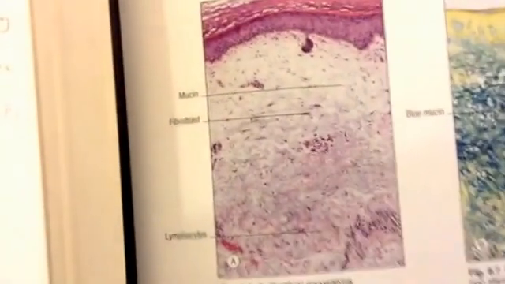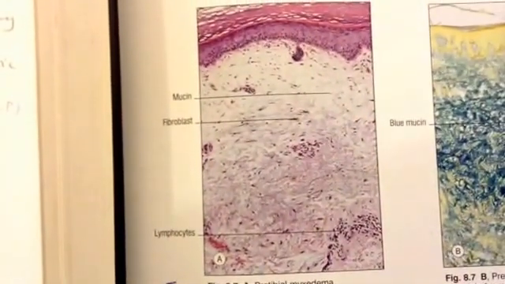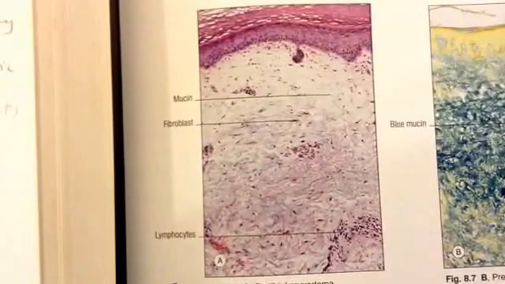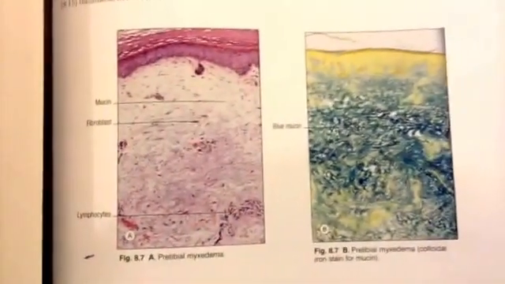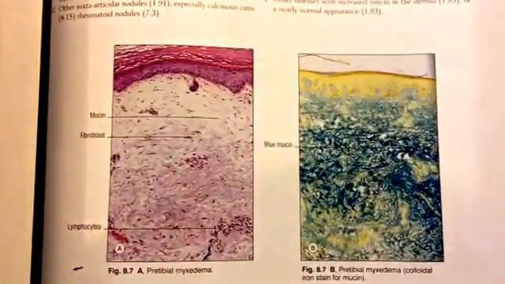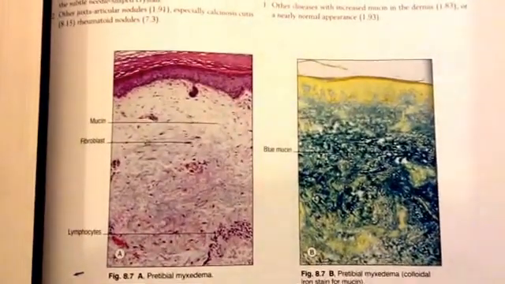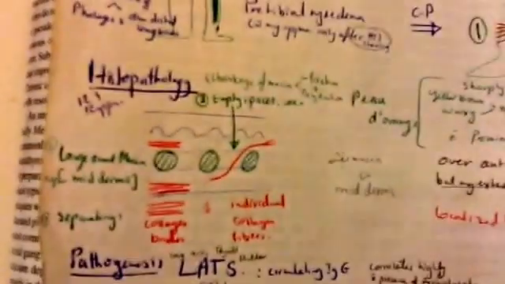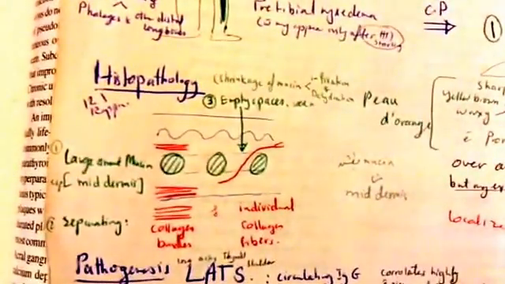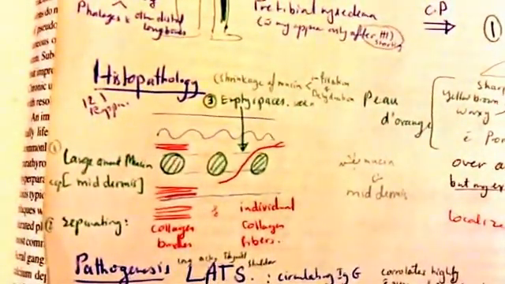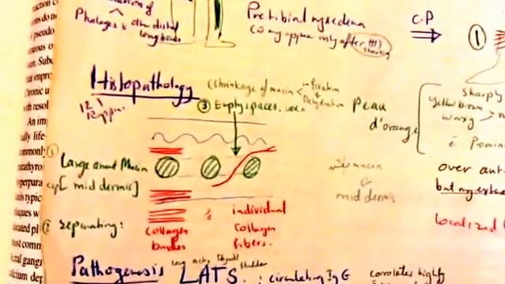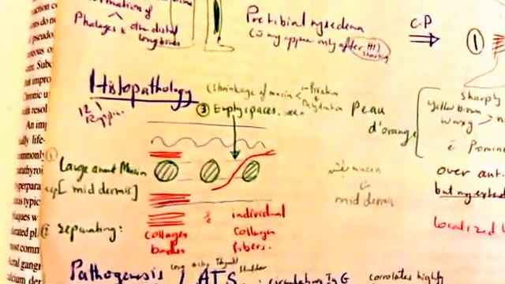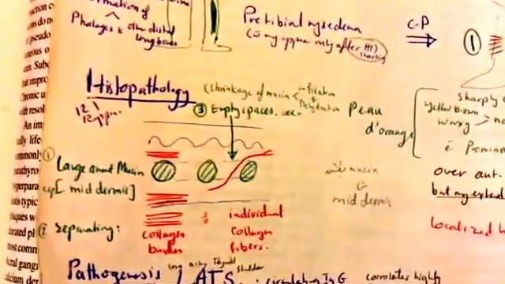And as we can see here, this is the histopathology of pretibial myxedema, the mucin and the fibroblasts, and here also there are lymphocytes. And this is colloidal iron stain of mucin. We can see the blue mucin of pretibial myxedema. So this is the histopathology, which is a large amount of mucin in the mid-dermis, separating collagen bundles and individual collagen fibers. And there are empty spaces due to shrinkage of mucin in fixation and dryness.